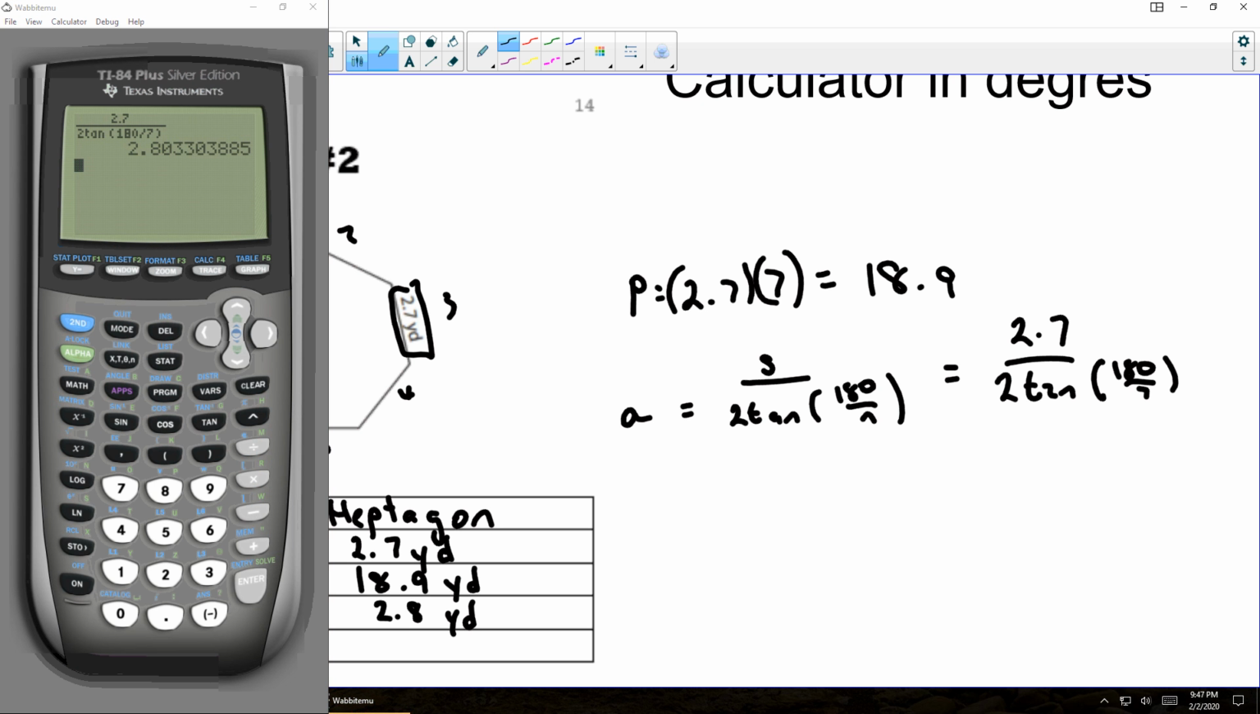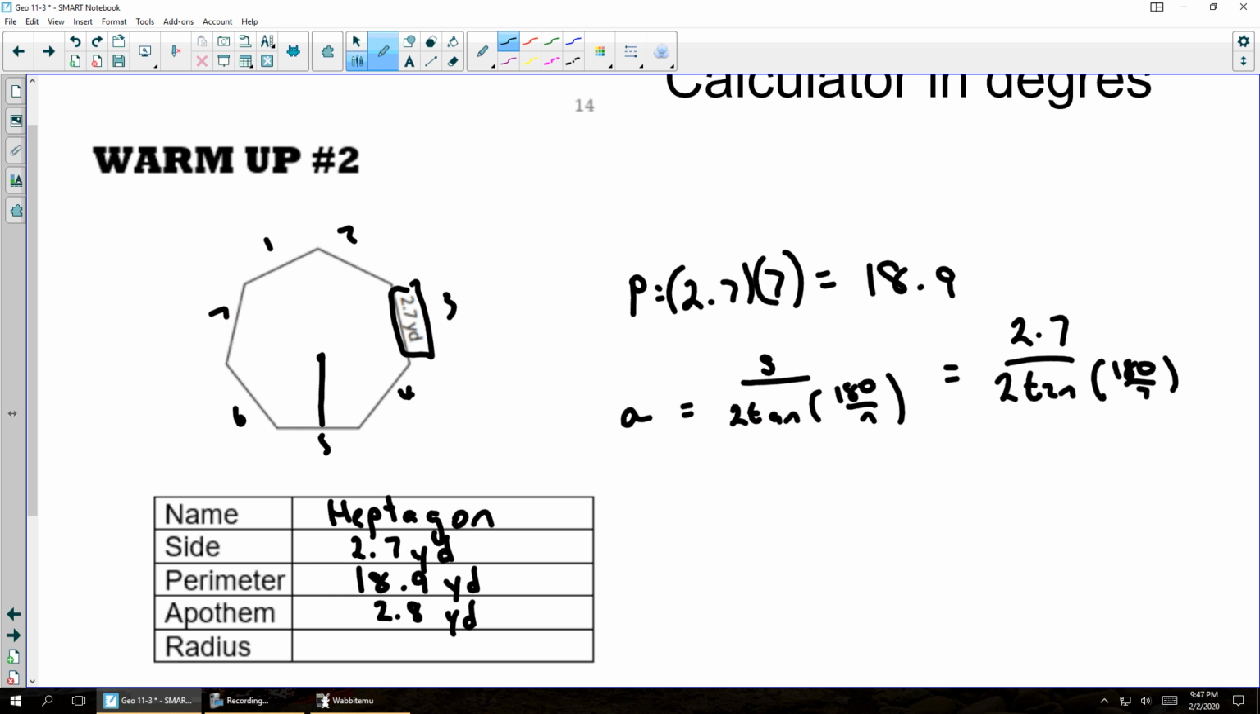And then it says to find the radius. Now you'll recall that the radius, this distance right here, r, where this distance was the apothem. So the radius is, there's half the side. So half the side, that's 2.7 divided by 2, which is 1.35. So it's 1.35 squared plus the apothem squared. That equals the radius squared.